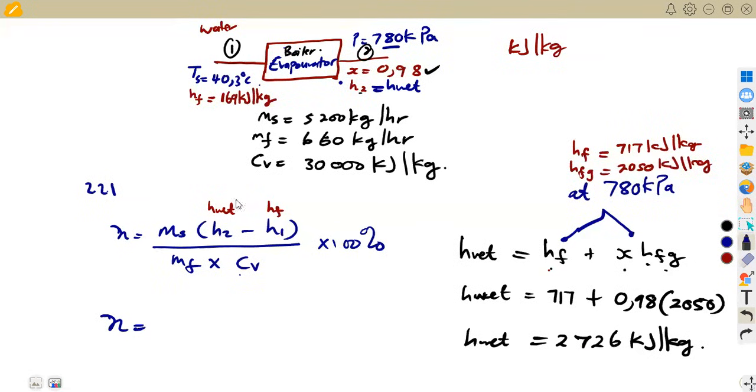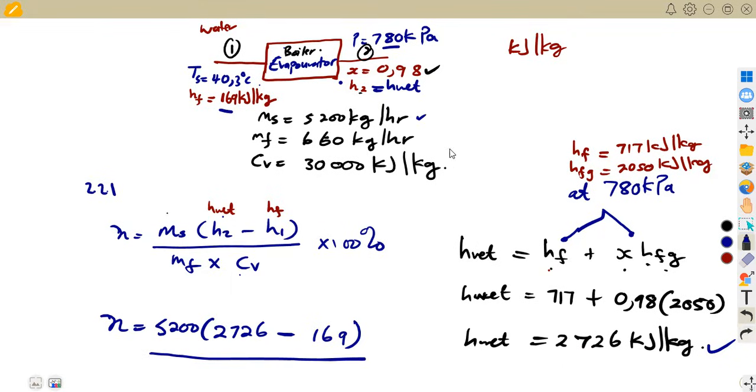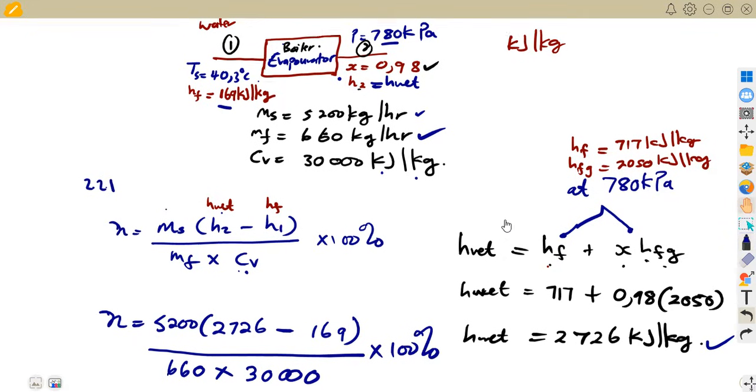Now we're going to substitute mass of steam. We've got the mass of steam per hour, which is 5,200 into H2, which is our H wet in this case, 2,726, minus H1, which is our HF of 169, everything over the mass of fuel, which is 660 times the calorific value in kilojoules per kg, which is 30,000, times 100%. So that's it. We have got the efficiency of the boiler in this case.